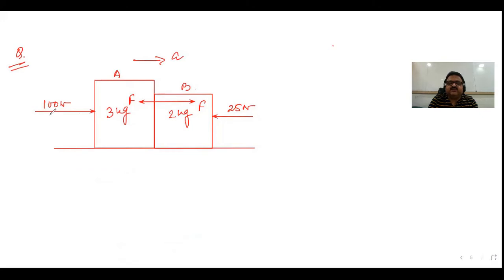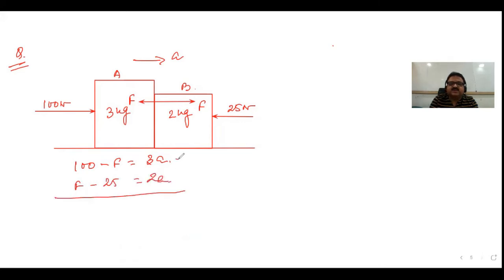Look at this. First, make the equation of motion for this 3 kg block. 100 Newton acting towards right and F towards left. So net force towards right is 100 minus F is equal to 3 into A. And what is for the 2 kg block? The force F acts towards right and 25 Newton towards left. So it should be F minus 25 is equal to 2 into A.